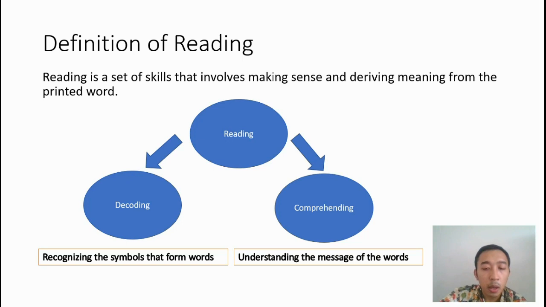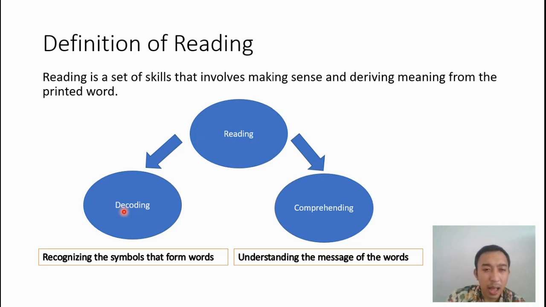Here we have the definitions of reading. First of all, we have to be careful with the word reading itself. Can you see? Reading can be divided into two terms. The first one is decoding. The second one is comprehending. By that definition, let's talk about it one by one, starting from decoding. Decoding means recognizing the symbols that form words. This is like the phase of reading. First of all, we have to decode.